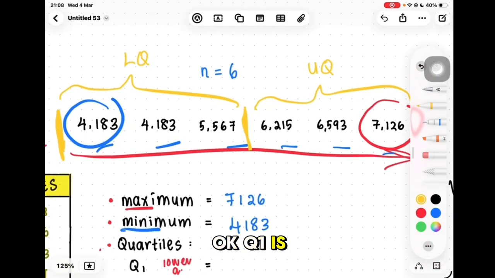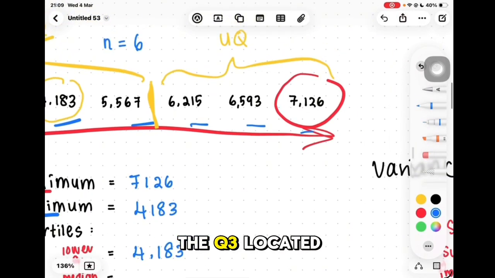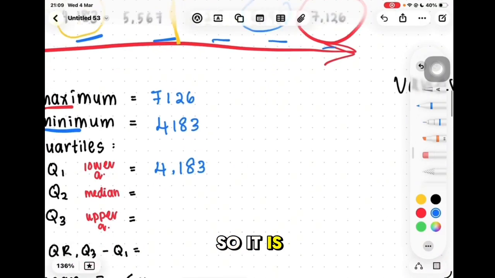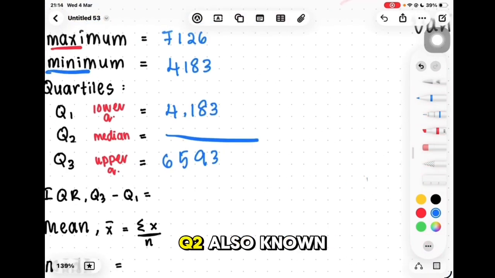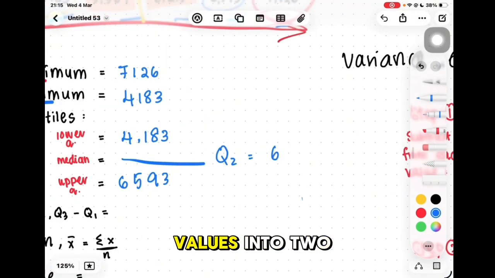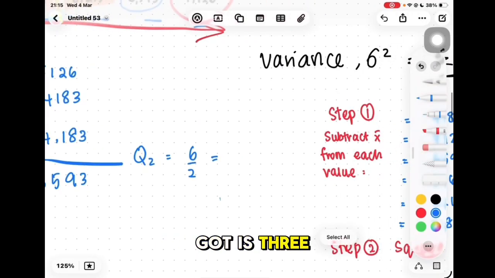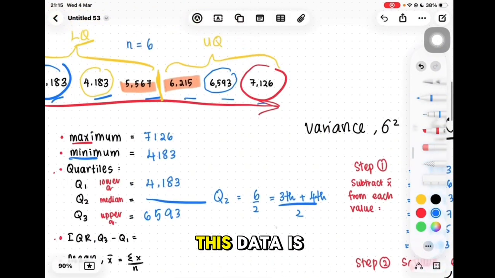Okay, Q1 is located in the middle of the lower quartile, so it is 4,183. Q3 is located in the middle of the upper quartile, so it is 6,593. Next, we will find Q2, also known as the median. For Q2, we divide the number of values by 2, so what we got is 3. That means we need to add up the third and fourth values and divide by 2, because this data has an even number of values.